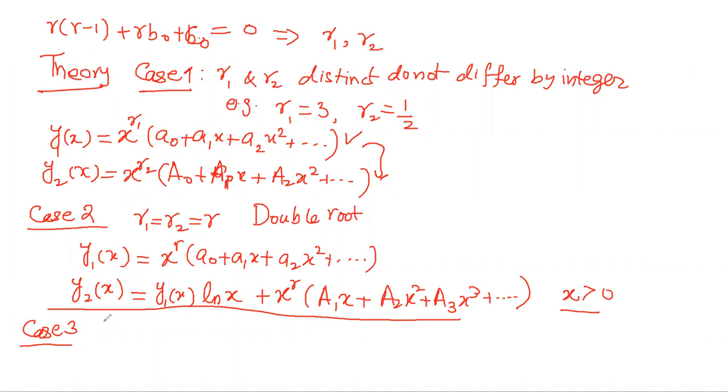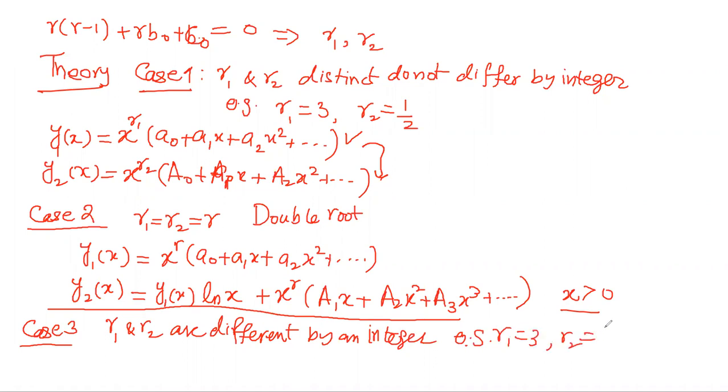Case 3 is similar to case 1. r1 and r2 are different by an integer. For example, if r1 is 3, then r2 may be 1, or r2 may be 2. So their difference is an integer. In this case, the solution will be given, maybe I can write for case 3 here.